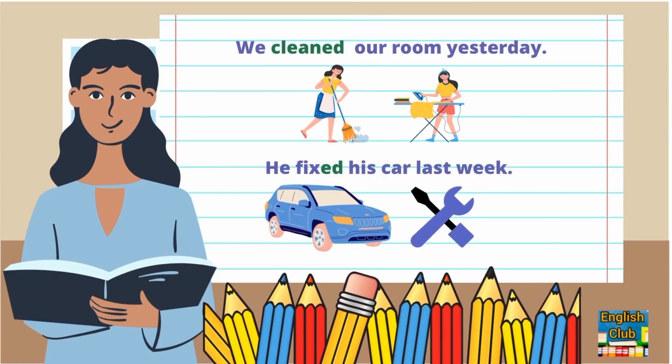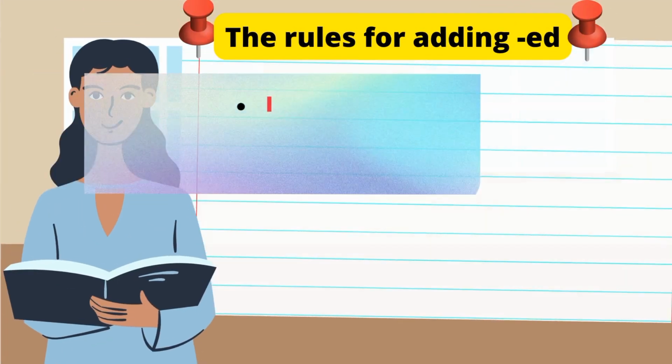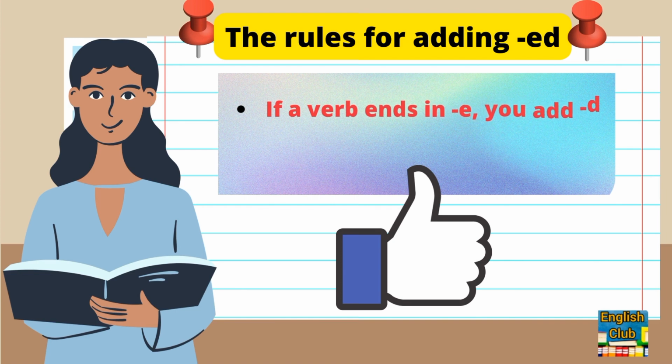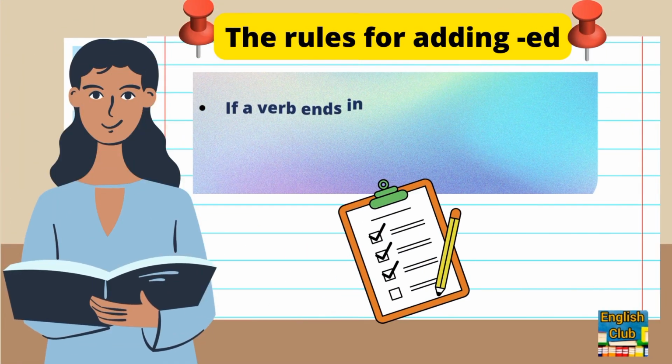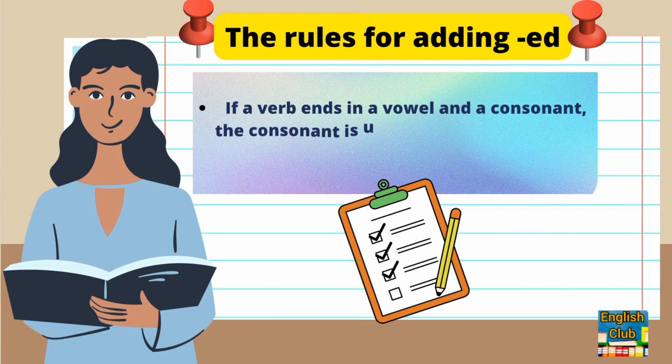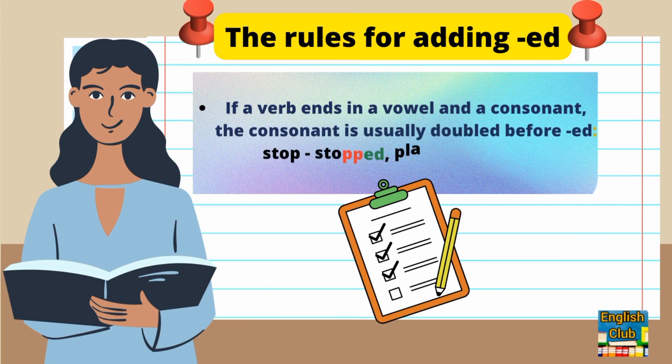The rules for adding ed. If the verb ends in e, you add d. Like, liked. Agree, agreed. If a verb ends in a vowel and a consonant, the consonant is usually doubled before ed. Stop, stopped. Plan, planned.